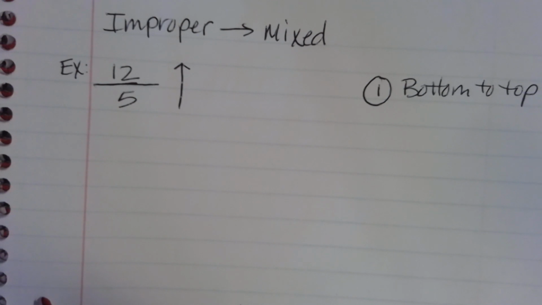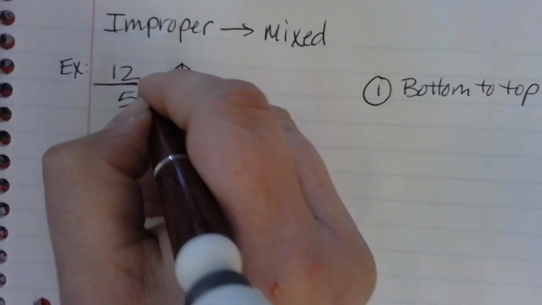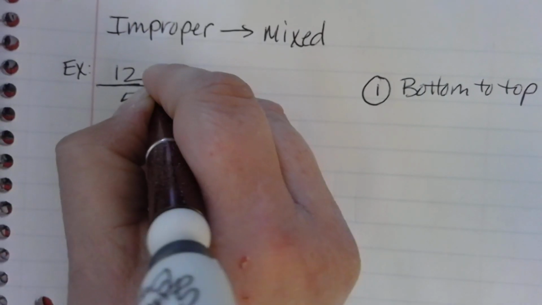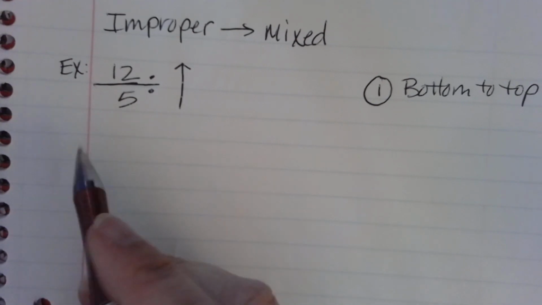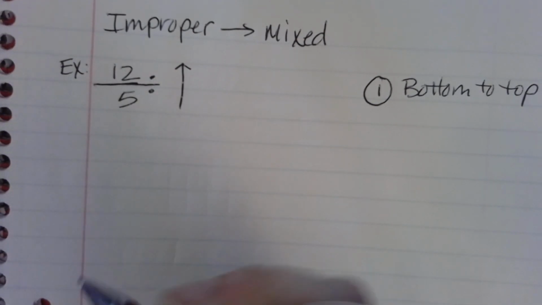Now, one thing that you might not be aware of is that a fraction is actually a division problem. Your fraction bar is actually a division bar. If you didn't know that, now you do. This is another way to write a division problem, and you will see it in the future. So 12 divided by 5, typically?